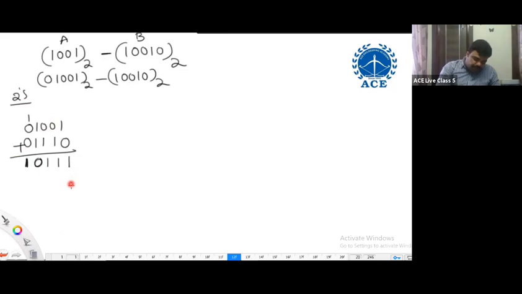What do you get here? 1, 0, 0, 1, 0. That is a negative sign. To consider result, this is what we need to. This is magnitude, this is negative sign. How to get result? Take R's complement of sum and produce negative sign in front.